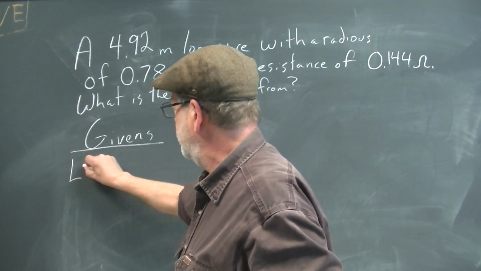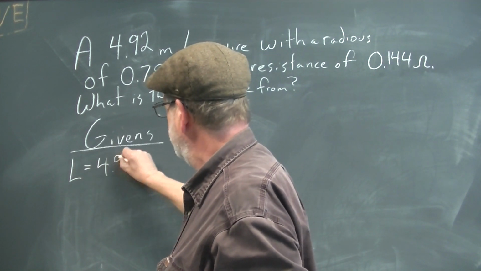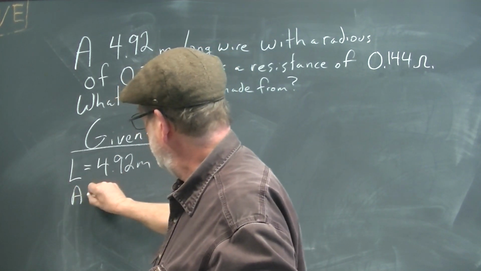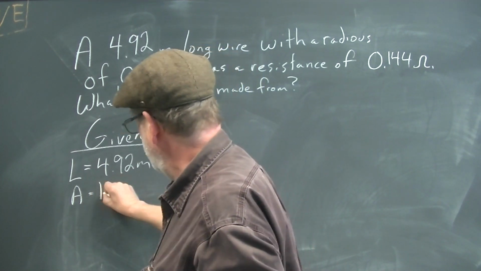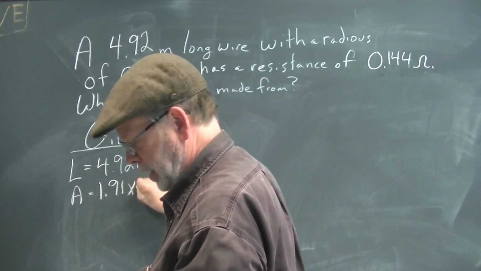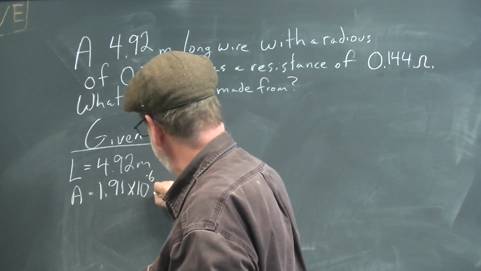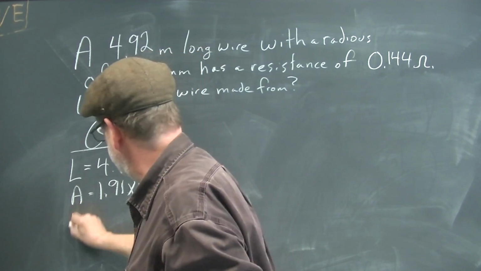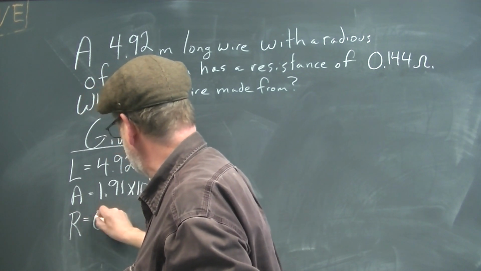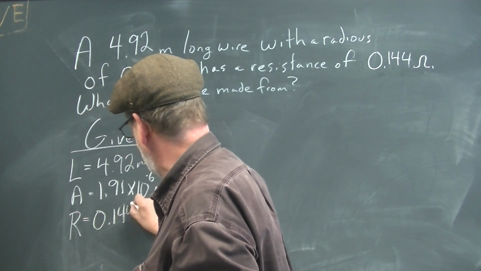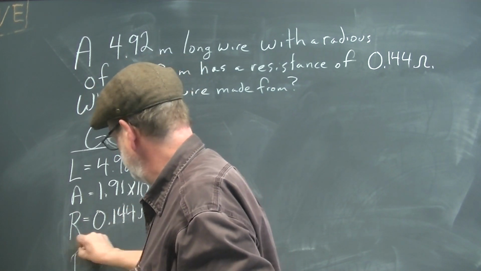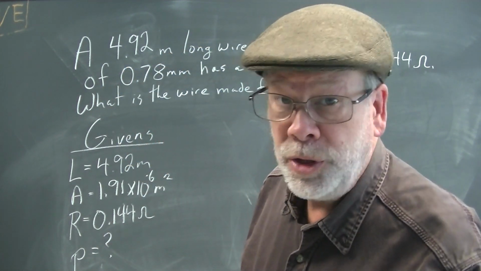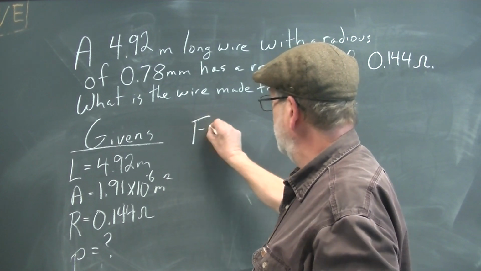Well, the length equals 4.92 meters. The area equals 1.91 times 10 to the minus 6 meters squared. We have the resistance equals 0.144 ohms. We're looking for rho. Do we have everything we need? We sure do.